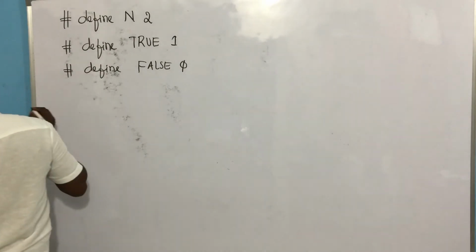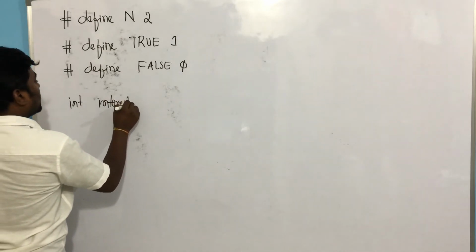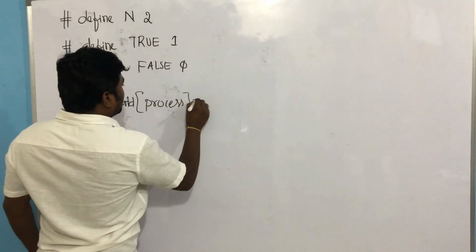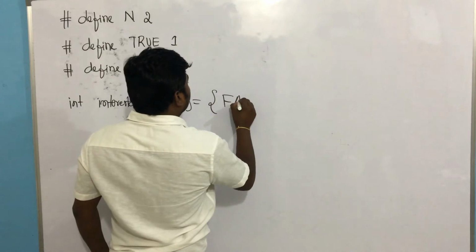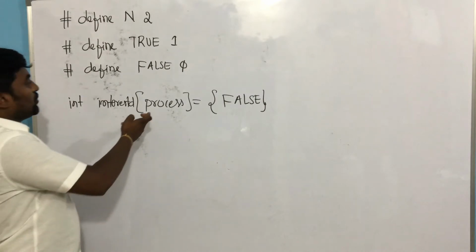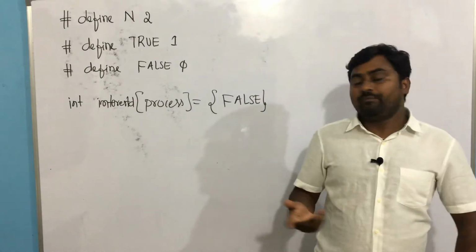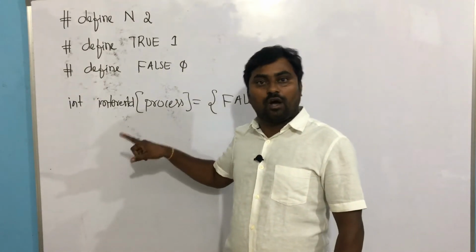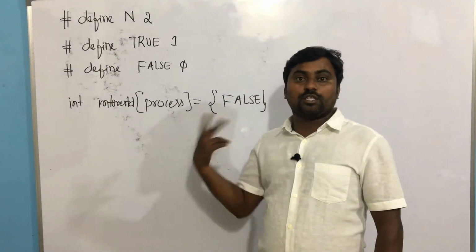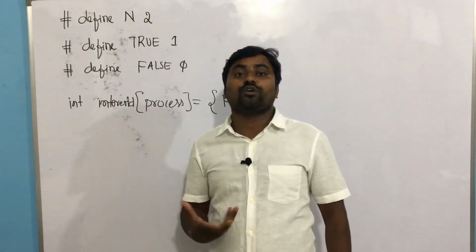So int interested of process, I will initialize to false. It means you understand that initially both the processes, here you have to understand concurrently. Process means two processes here, process 0 and 1. The process could be either P0 or P1, or you can say process I or J. Concurrently you should think there are two processes. Interested of process means you have to show your interest.